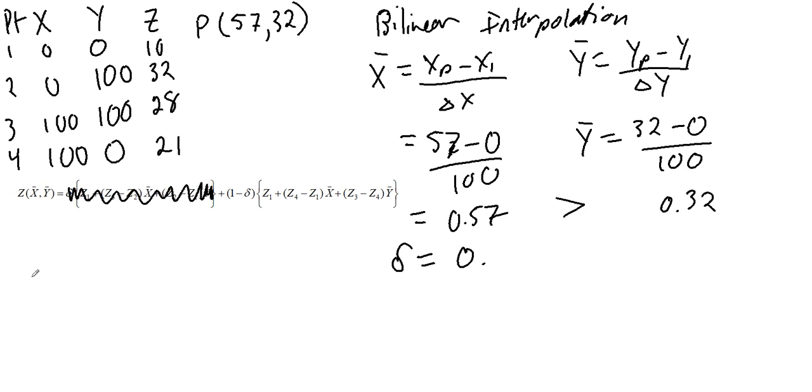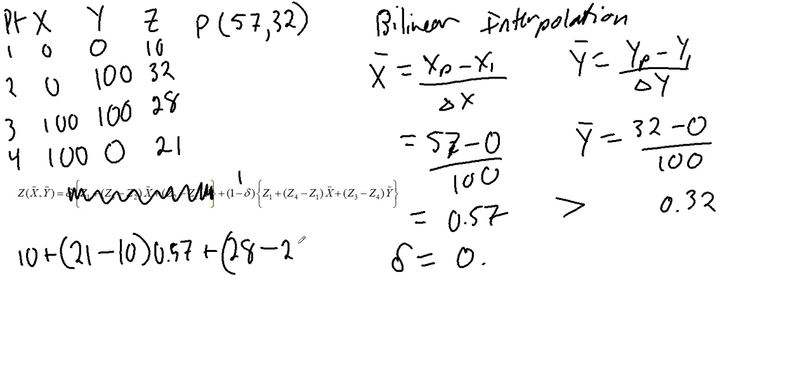So to find out my z value, this is just 1, right? This equals 1. So I take my z1, which is 10, plus my z4 value, which is 21, minus z1, which is 10. And then I multiply that by x bar, which is 0.57. And then I add that to z3, which is 28, minus my z4, which is 21, and I multiply that by 0.32.